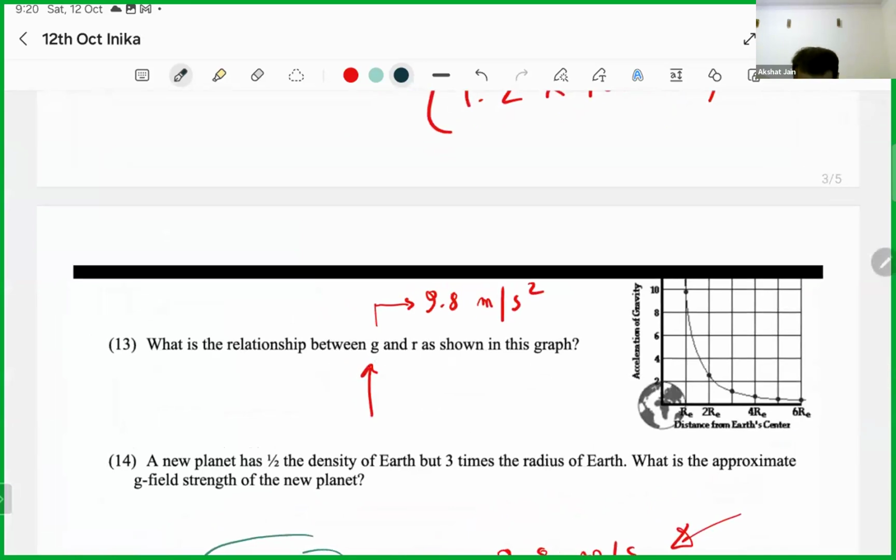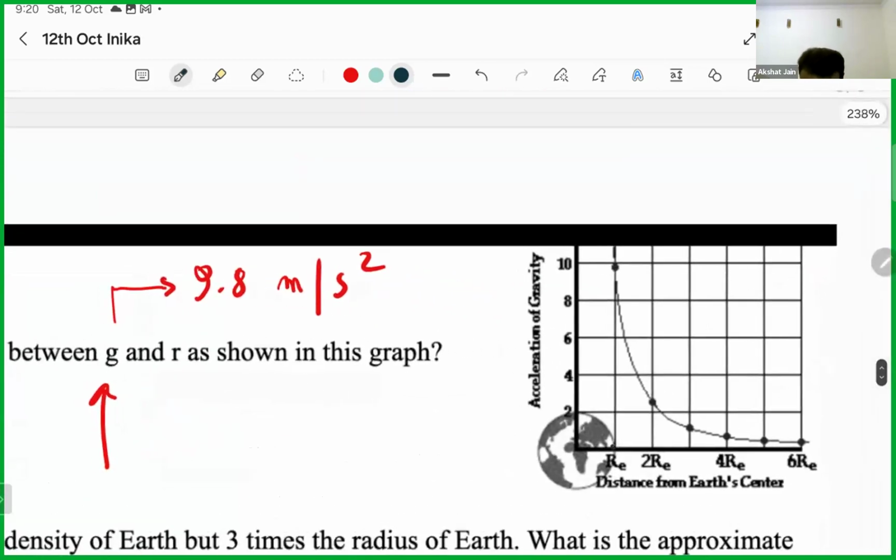Okay, so let us try to read the graph. At the radius of the Earth, the G value is given to us as approximately 10. 9.8 I can approximate as 10, right? As we are doubling the radius, you see this value comes out to be nearer to 2 point something. So is it becoming 1/4 of that? 1/4 of 10 is what? 2.5. So it is nearing that.